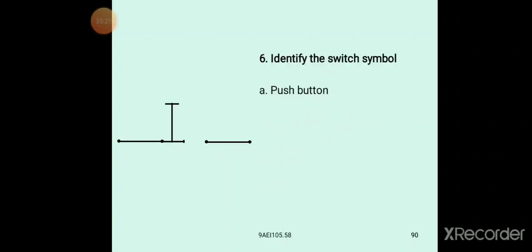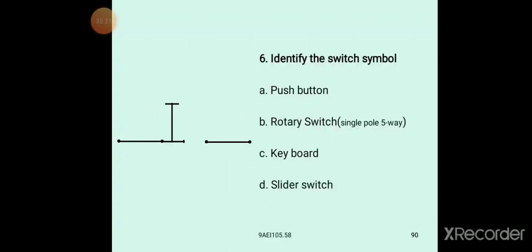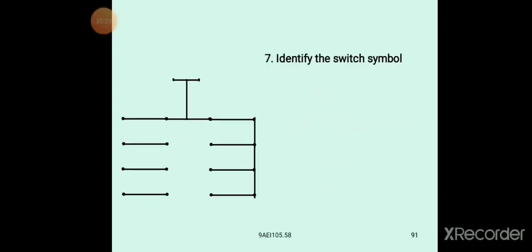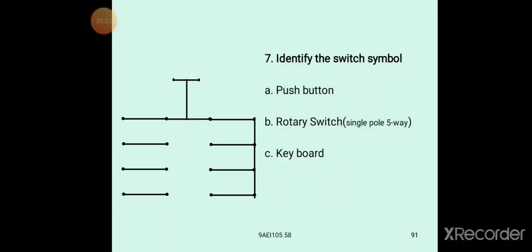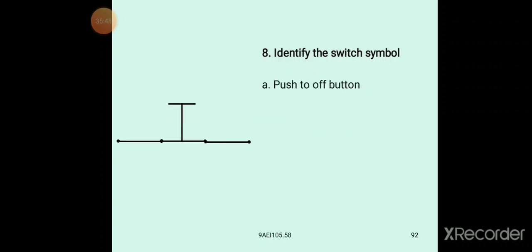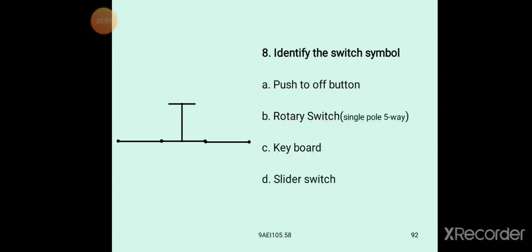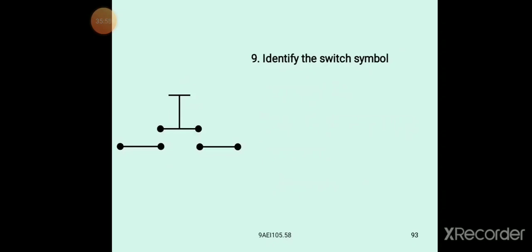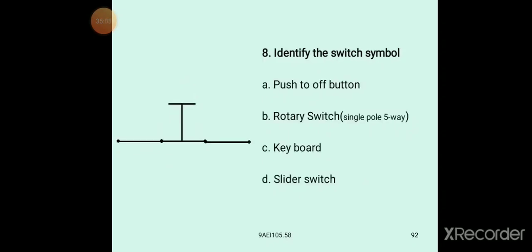Now this, what type of switch is it? It is the slider switch, I think. The answer is D, slider switch. Identify the symbol here: a slider switch with multiple contacts, we know that. The answer is D. And the switch symbol here: positive off, rotary switch, keyboard switch, slider switch. The answer is push to off button. The answer is A.